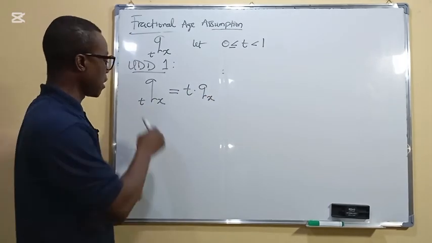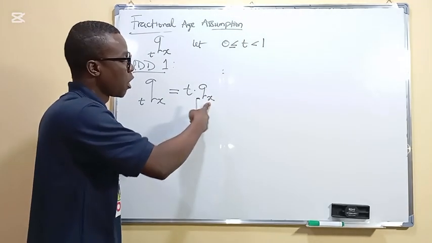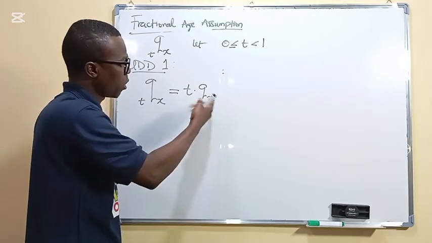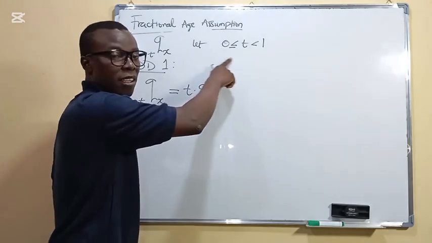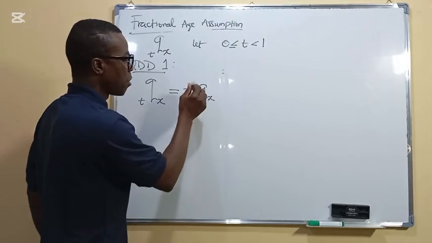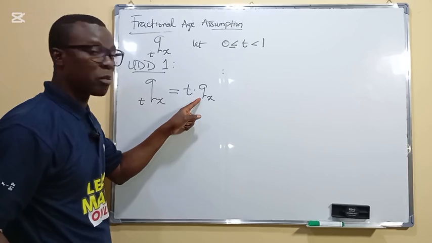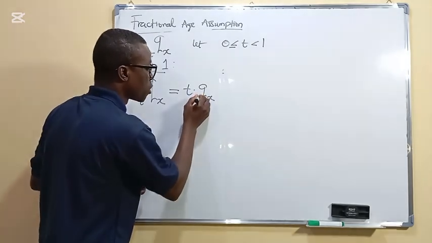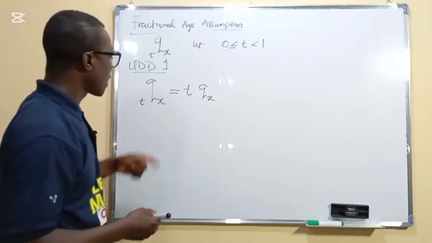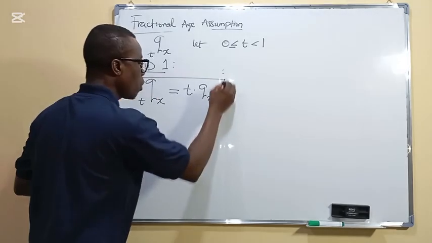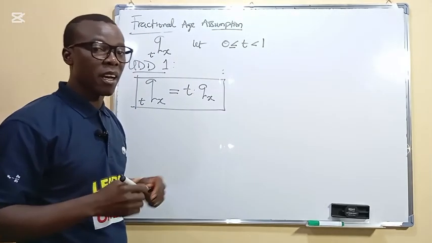Now, what does that simply mean? It means that we are going to take T and multiply it by the probability of a life age X not surviving beyond 1 year. That is exactly what it means, because we are taking T to be between 0 and 1. So it means the probability that a life age X will not survive beyond 1. Now, we don't usually put the 1 here. So anytime we have it this way, it is assumed to be 1. So in that assumption, what we have here is equal to this. So that is the first assumption.